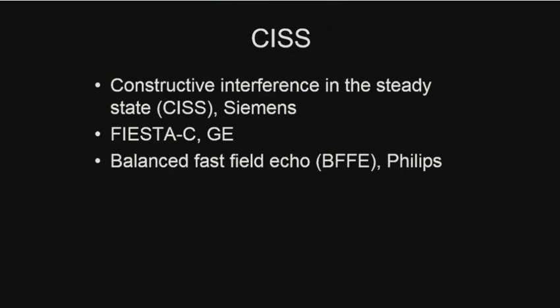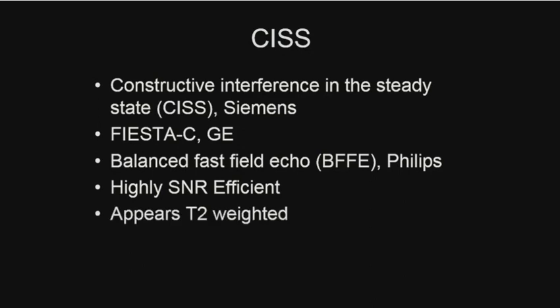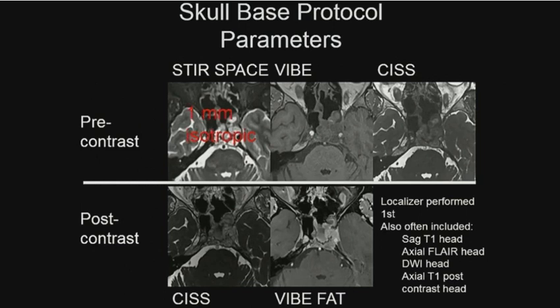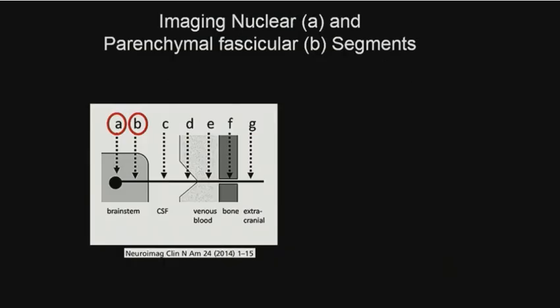So CISS imaging is, as I mentioned, a type of steady-state free precession imaging equivalent to Fiesta-C or balanced fast field echo images on other vendors. It's a highly SNR efficient sequence, and although it appears T2 weighted, in fact, it has mixed T2 over T1 weighting. And we're performing the STIR SPACE images at 1 millimeter, VIBE the T1 at 0.8, the CISS imaging at 0.6 millimeters, and the same after contrast.